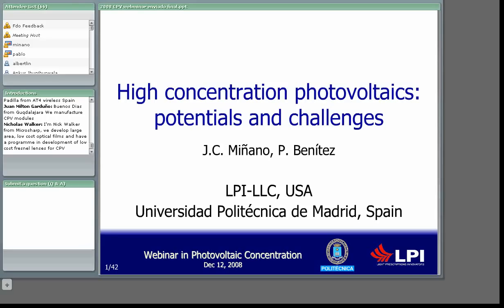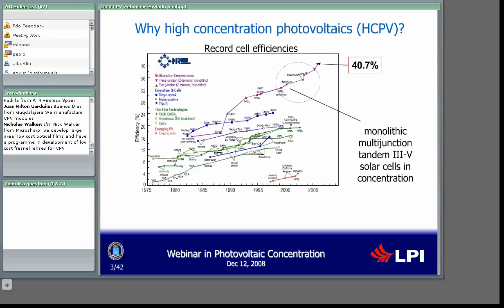The interest in high concentration photovoltaics comes from the fact that the world record efficiencies to date are being achieved by the multi-junction tandem III-V solar cells, which have already proven efficiencies of about 40%. With these very high efficiencies, what is relevant is that we would like to take advantage of them. It's also relevant the speed at which such an increase of efficiency has been produced in the last decade.